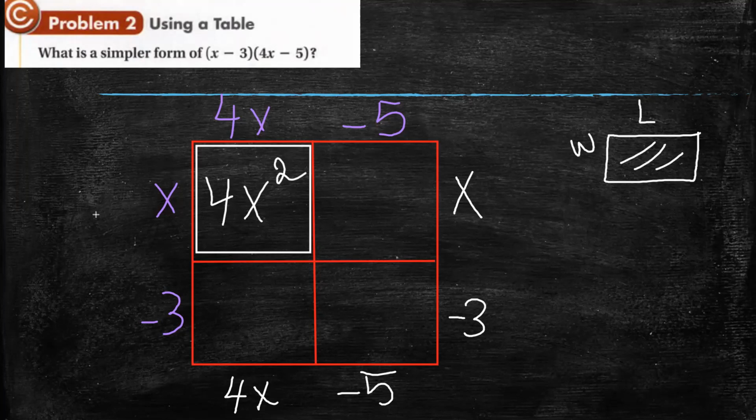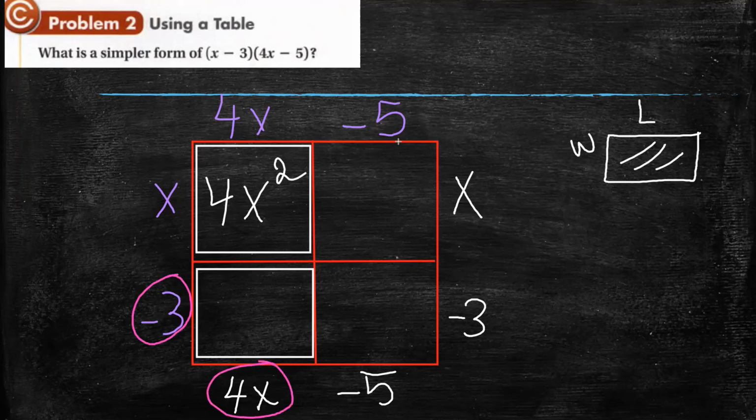Now, I want you now to go to the second square here. Which are the two monomials I have that are close to it? -3 and 4x. Is it right? They are close to it. Yes. Okay. Then I'll multiply -3 times 4x, which is -12x.